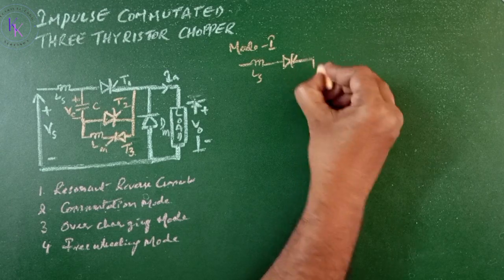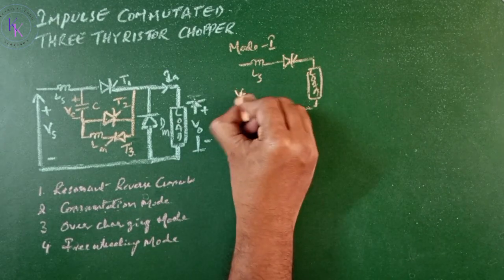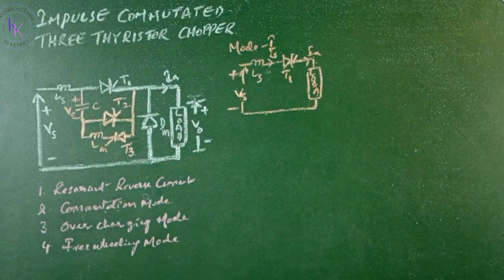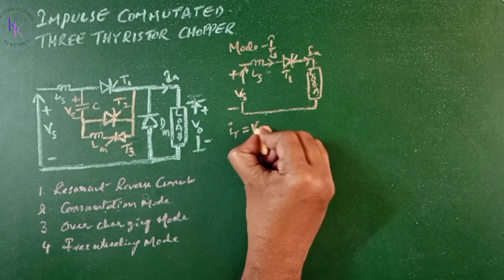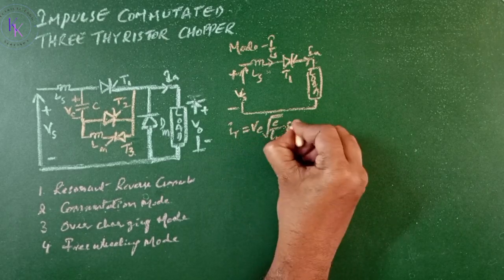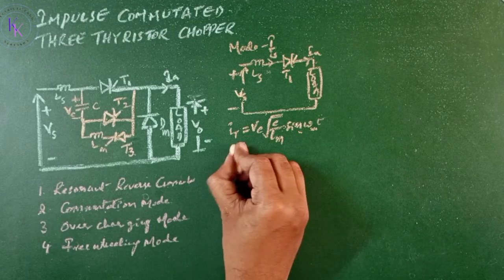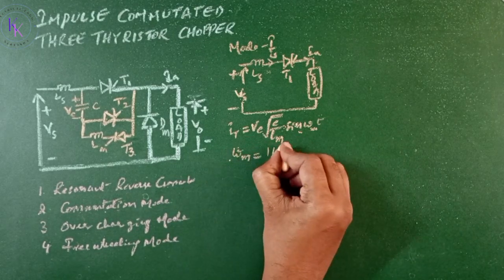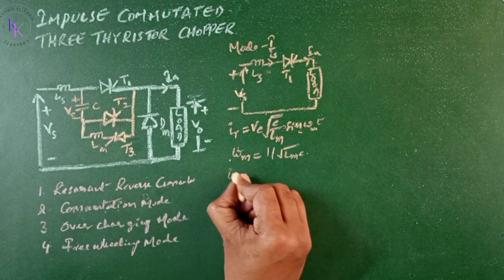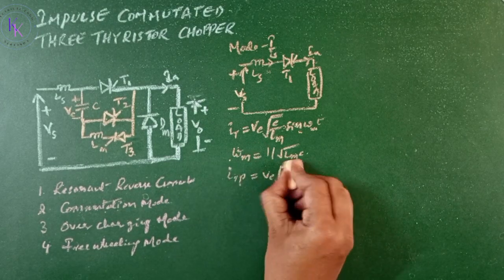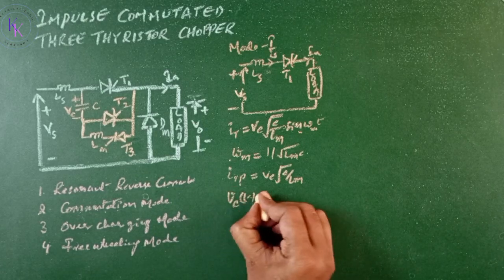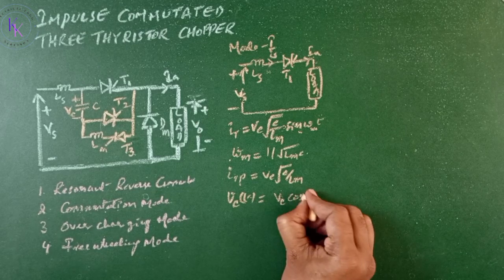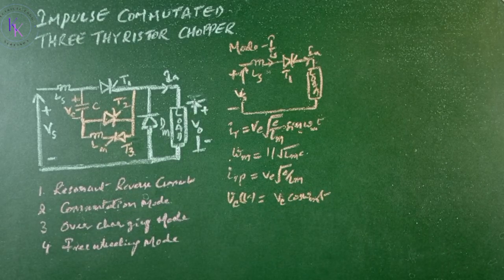Mode 1 is resonant reverse current, having the equivalent circuit Ls through thyristor T1. The supply goes to the load and back to Vs. Ia equals Is itself. During this operation, we come across the resonant current IR equals Vc square root of C by Lm sine omega m of t, where omega m equals 1 by square root of Lm C. The peak value is IRP equals Vc square root of C by Lm. And the voltage of the capacitor Vc of t equals Vc cos omega m of t. These are all the same as in the impulse commutated chopper with 2 thyristors and 1 diode.